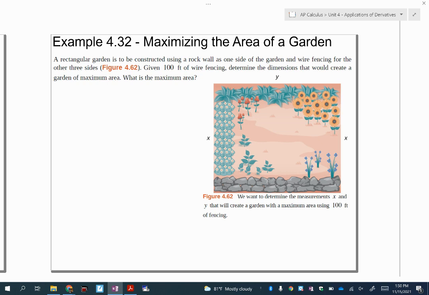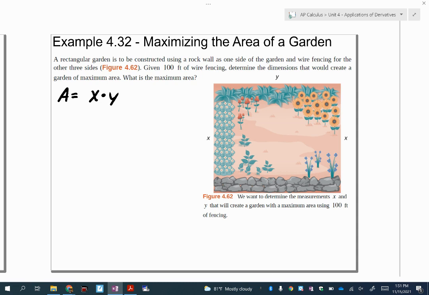Now, we want to maximize the area of this garden, but we can't just keep using larger and larger dimensions for the fencing, because we do have a constraint. That constraint is that we only have 100 feet of wire fencing. So the first thing I'm going to do is write down my area formula, which is length times width. In this case, X times Y. That's the area for this garden.